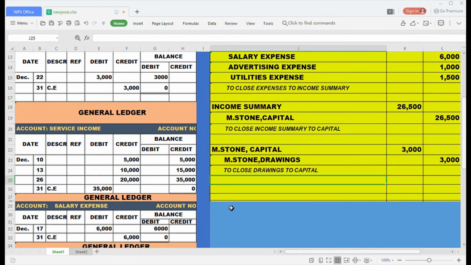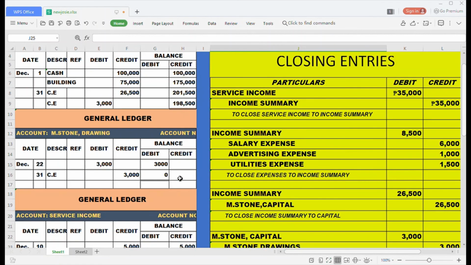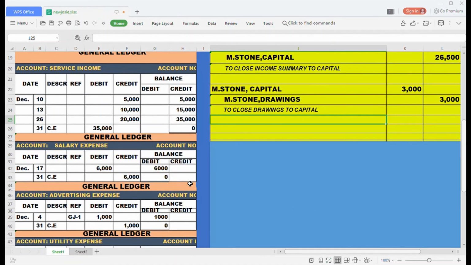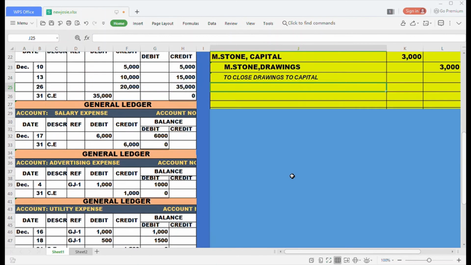Alright, so we are done, guys. So ito na yung closing entries natin. So as you can see, guys, zero na yung drawing natin, service income natin. Zero na yung mga expenses natin. At saka, zero na rin yung income summary natin.